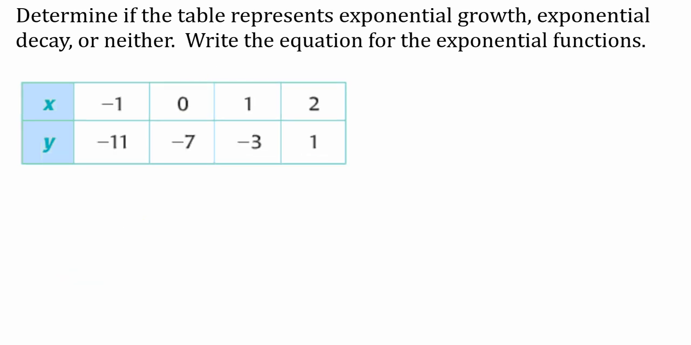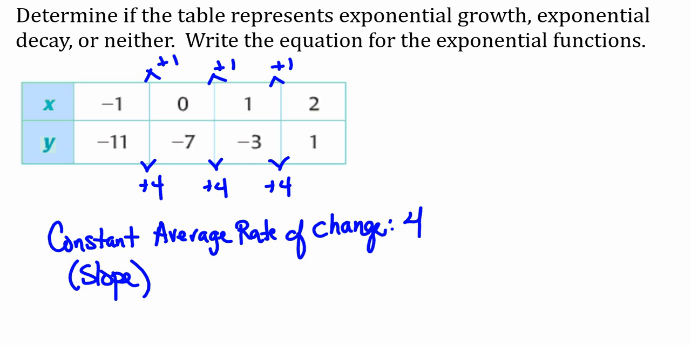Looking at this table, again, look at the inputs. There's a change of 1, so that's good. And now we want to look at the outputs to see if there's a constant rate of change. Are you adding or subtracting the same value, or is there a common multiplier? We're going negative 11, negative 7, negative 3, negative 1. We can see that we're increasing by 4 each time. So that's a constant rate of change. So this means it's a linear situation.